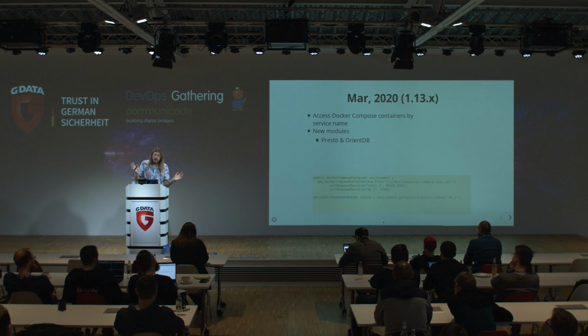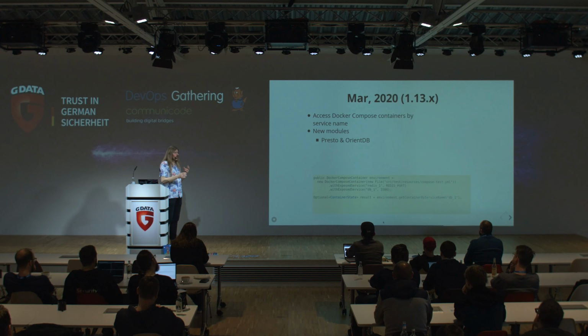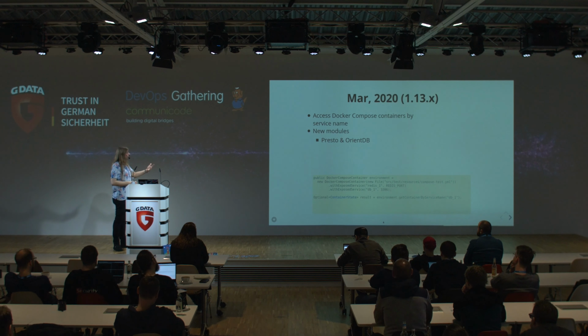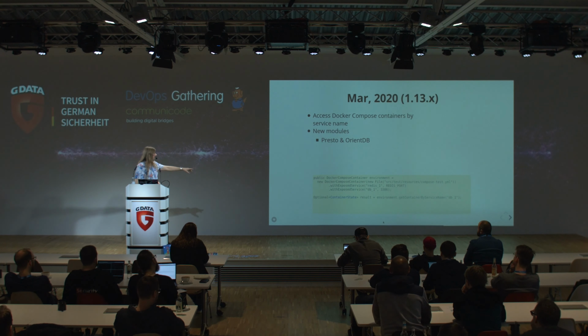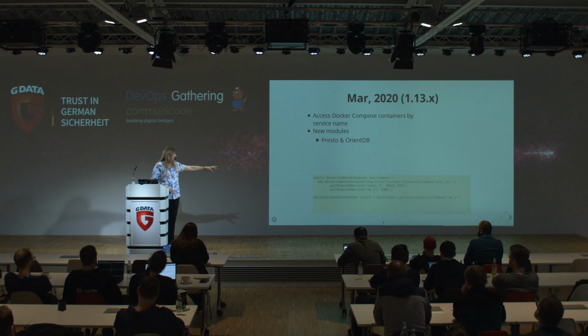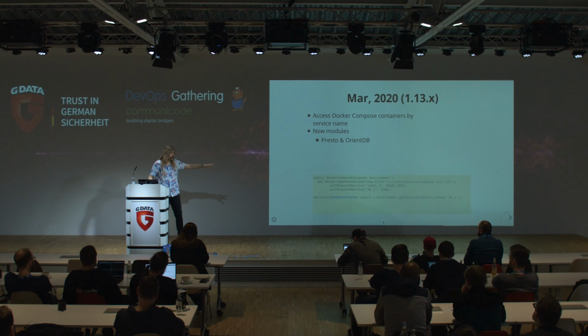And now, just in March, the new version is out, 1.13. Just a small change: we got support for two new modules, Presto and OrientDB, and when you use a Docker Compose container, you can now also access the services by container name. Before, it was not possible to get a handle on those containers that were managed by Docker Compose.